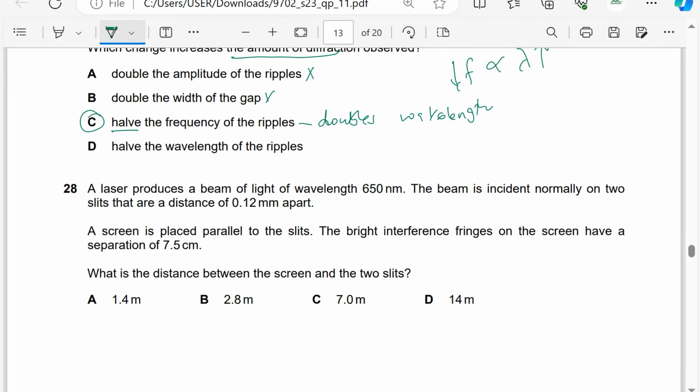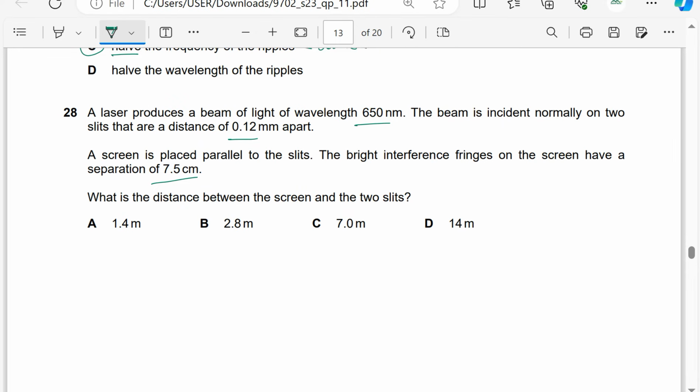A laser produces a beam of light of wavelength 650 nanometers. The beam is incident normally on two slits that are a distance 0.12 millimeters apart. A screen is placed parallel to the slits. The bright interference fringes on the screen have a separation of 7.5 centimeters. What is the distance between the screen and the two slits? Remember, for a double slit, lambda is equal to ax divided by D. So D is what we want to find, which will be ax divided by the wavelength.